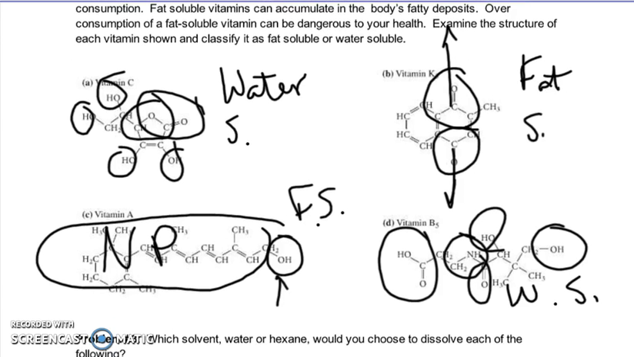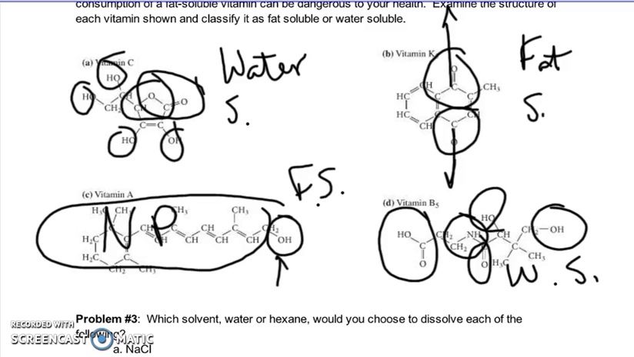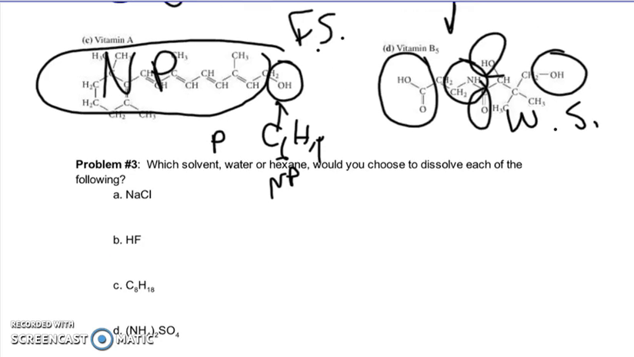Let's go ahead to problem number 3. Which solvent: water, which is H2O, which we know is polar, or hexane, C6H14? Does hexane have any oxygens, nitrogens, fluorines? No. So the hexane is nonpolar. So decide what would dissolve in each. So take a few minutes out and decide which solvent would be appropriate for each of the following.